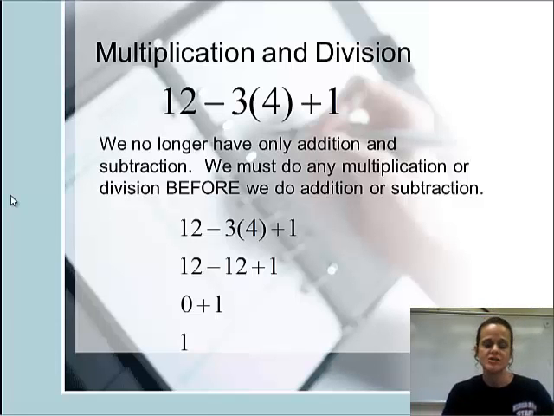We no longer have only addition and subtraction. We must do any multiplication or division before we do addition or subtraction. In this problem, you would get 12 minus 3 times 4 plus 1. 3 times 4 is 12. 12 minus 12 plus 1. 12 minus 12 is 0, and 0 plus 1 will equal 1.